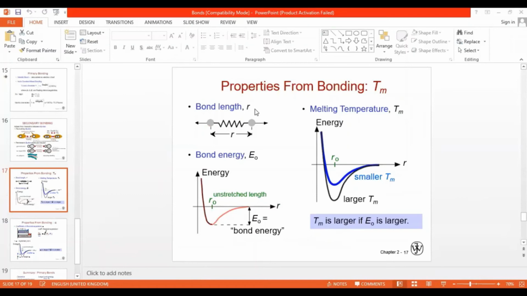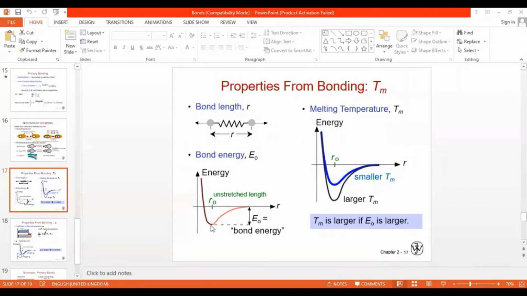Bond length R, right? I told you it is the distance between the two atoms of the two elements which are on the bond, right? So if it is Mg and O, it can be Na and Cl, or it can be H and H. Whatever the two elements on the bond, the distance between these two atoms of those elements is the bond length R, right? And then I have the bond energy E naught, right?